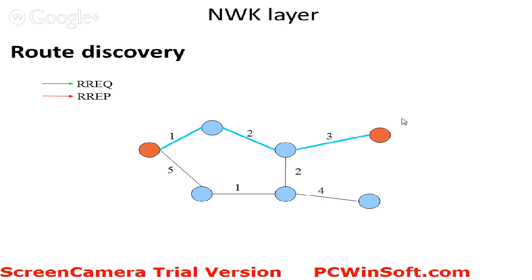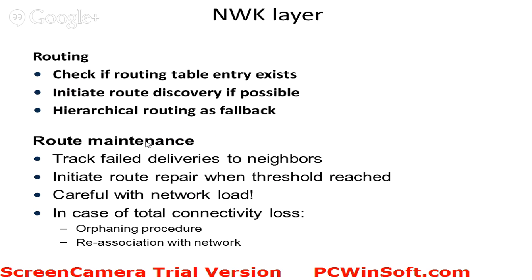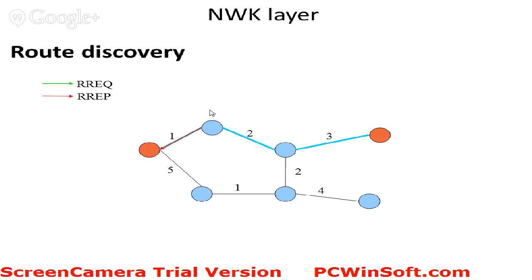Then a route reply packet is generated from the destination router. And naturally, it reaches there first by the optimal path. And this is how a route is generated, and the binding, the routing table, is maintained either, as I told you, at the router level, or it can be at the coordinator level. Usually, it is done at the router level.